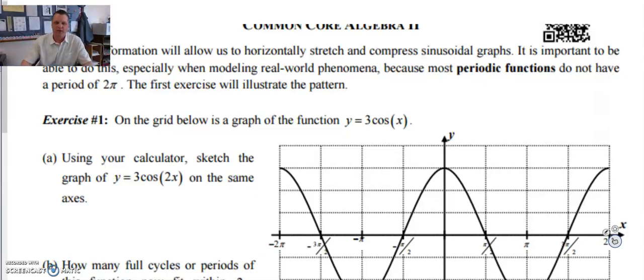Hello. It is Unit 11, Lesson 8, where we are going over the third part of graphing trig functions.